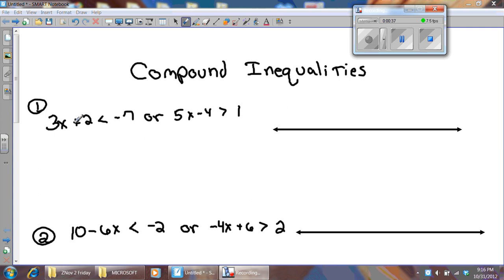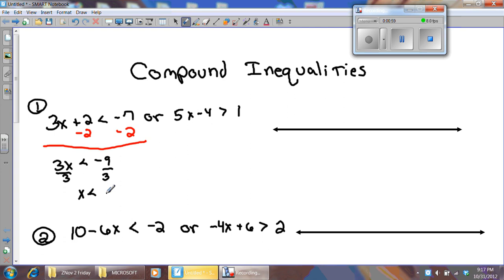See this first one, 3x plus 2 is less than negative 7. I'm going to solve this for x. I'm going to subtract 2 from each side. And that'll give me the inequality 3x is less than negative 9. Then I'll divide by 3, and x will be less than negative 3.